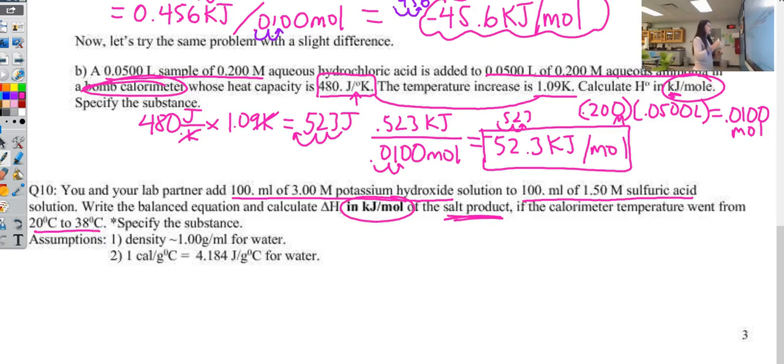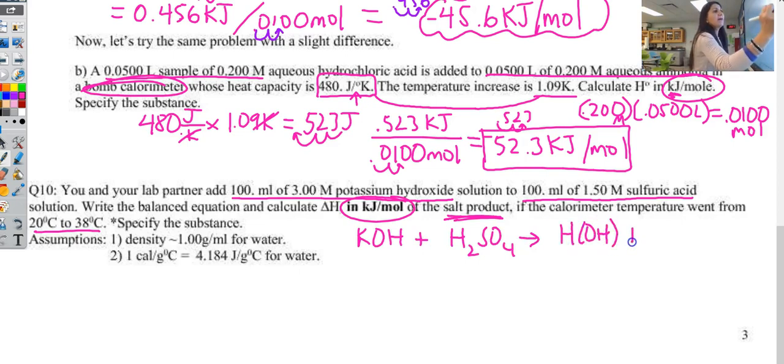Okay, so it's going up. So I've got KOH, and I'm adding it to H2SO4. Remember, we get water and salt, so I'm going to get HOH, but my salt in this case is K2SO4, because that's a +1 and that's a -2. And then I would balance my reaction, which means I have 2 there, and so then I need 2 in front of my HOH, and so now I have a balanced reaction.